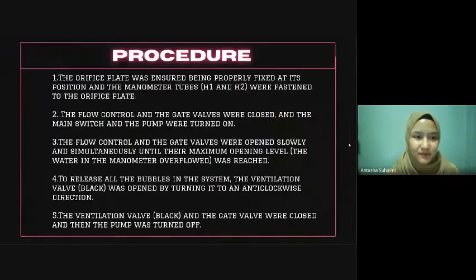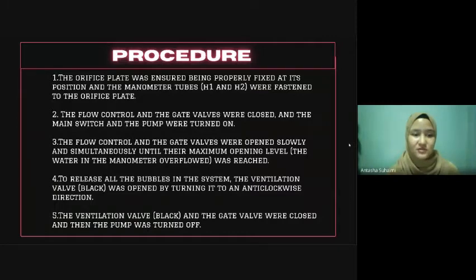Okay, next. So the procedures are: the first step, the orifice plate was ensured being properly fixed at its position and the manometer tubes, which is H1 and H2, were fastened to the orifice plate. Next, the flow control and the gate valve were closed and the main switch and the pump were turned on. The third step, the flow control and the gate valve were opened slowly and simultaneously until their maximum opening level, which is when the water in the manometer overflowed was reached.